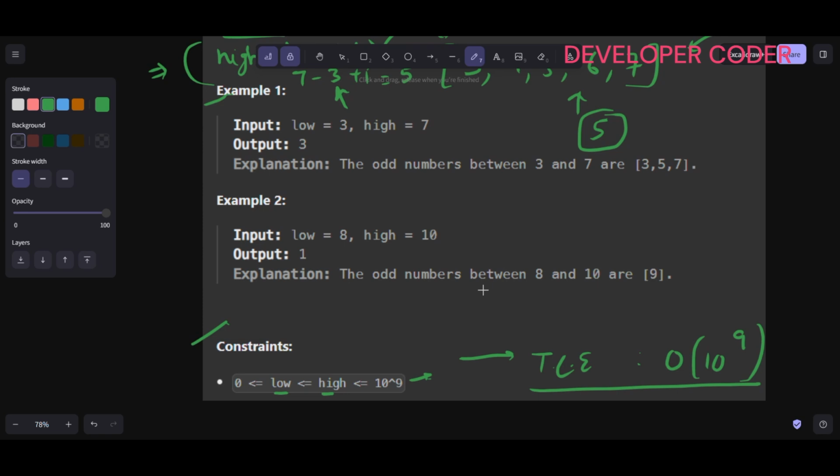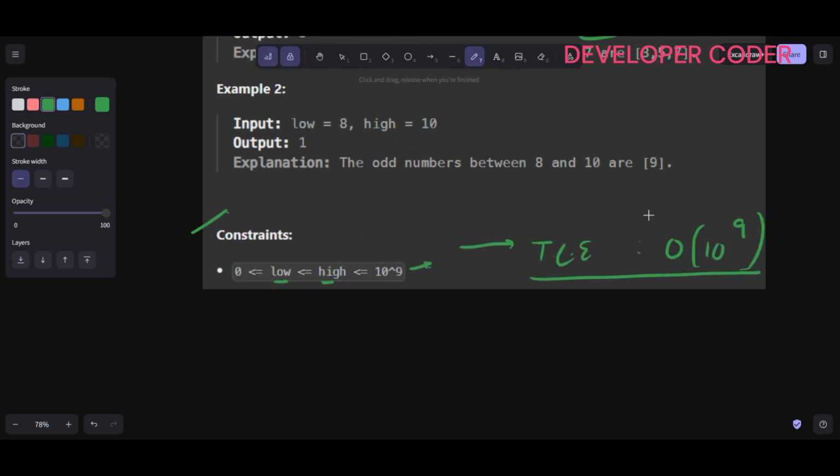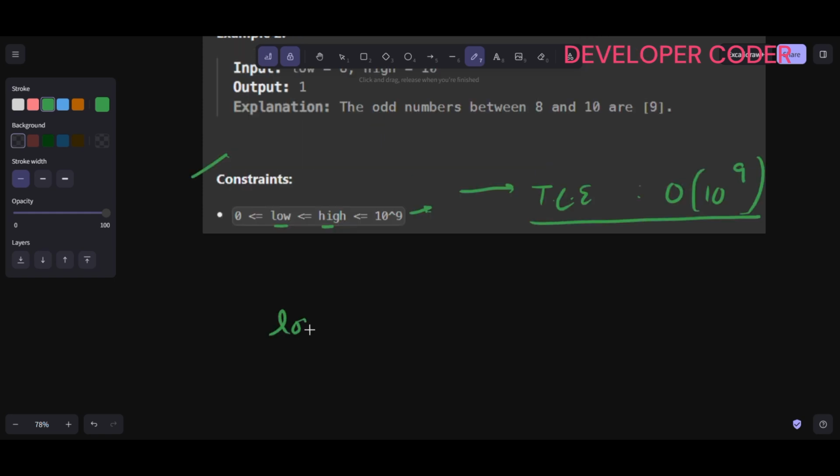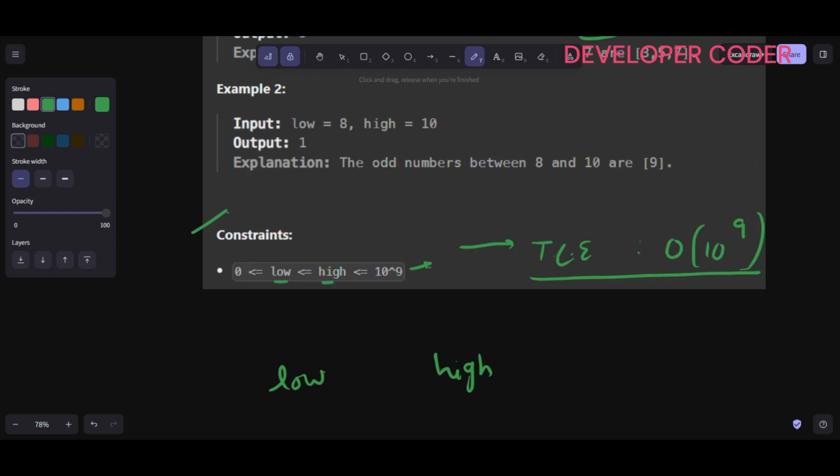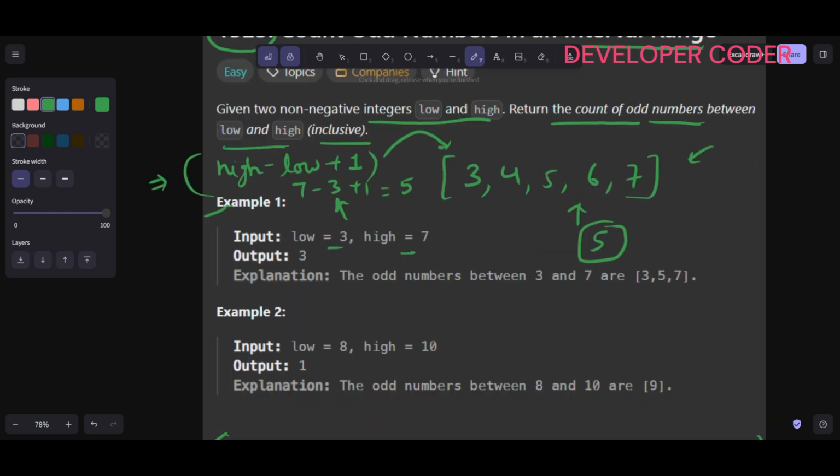And now since we are dealing with only two numbers, low and high, the first thing that comes to my mind is that I'm only dealing with odd numbers, right? As of now, odd numbers. Return the count of odd numbers.